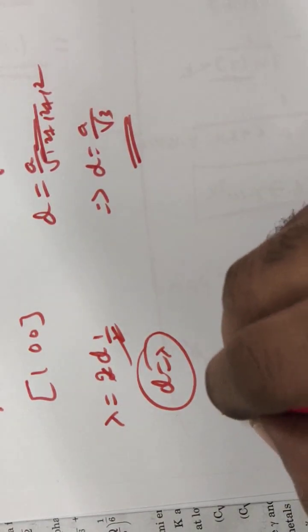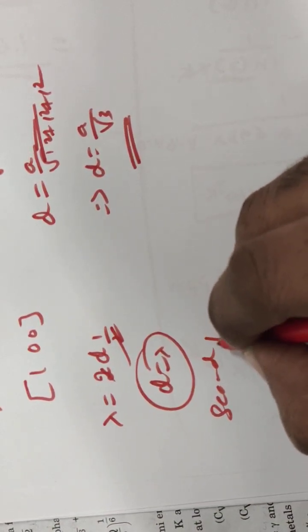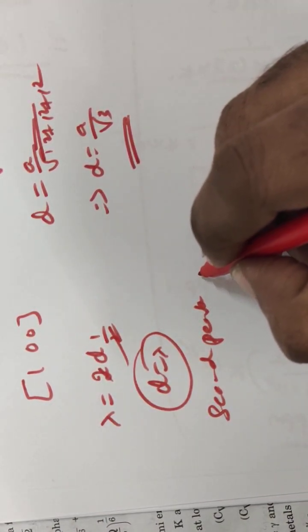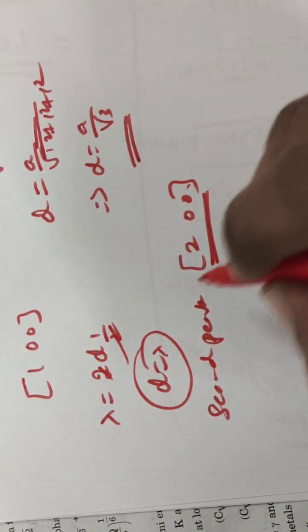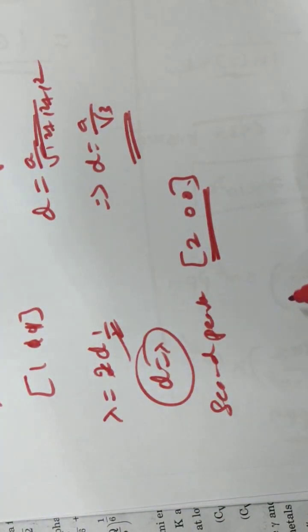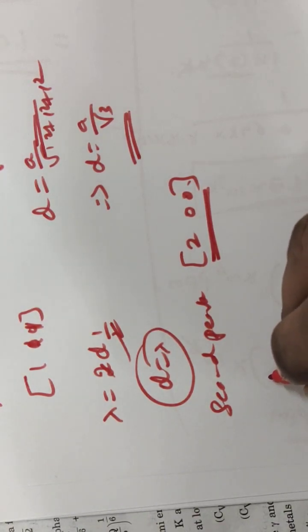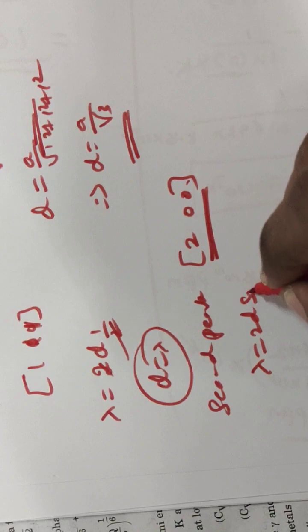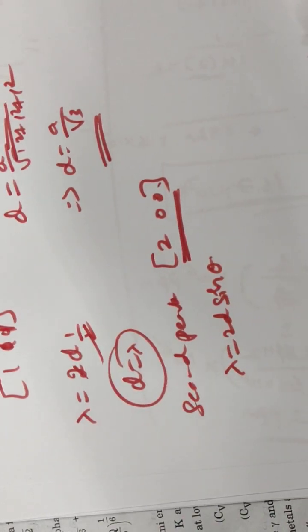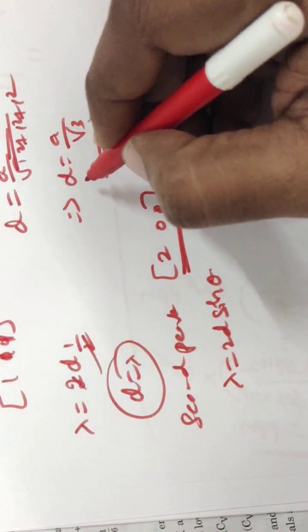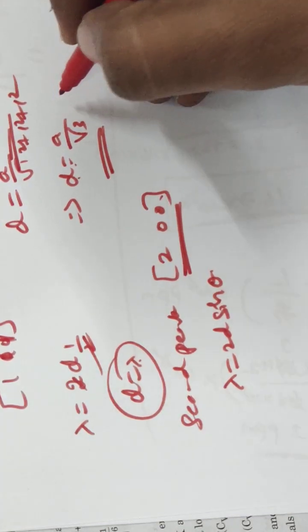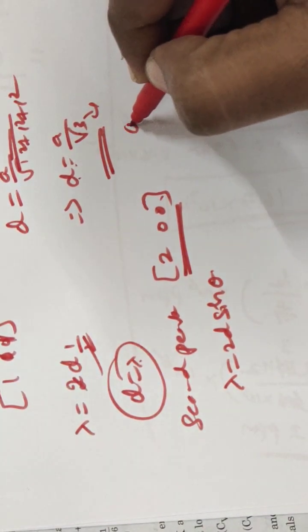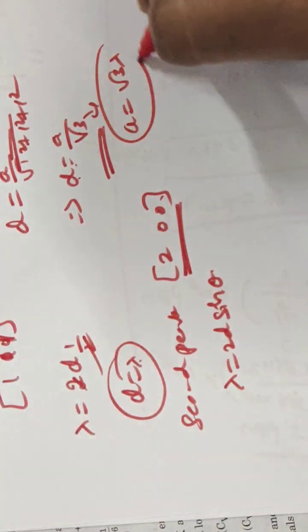And for the second peak, the Miller index is 200, and for the first peak it is 111. And so here we have the expression again that lambda is equal to 2d sin theta. We know that d is equal to a by root 3, and d is also equal to lambda. So from this equation you can write a is equal to root 3 into lambda, because d is equal to lambda here.